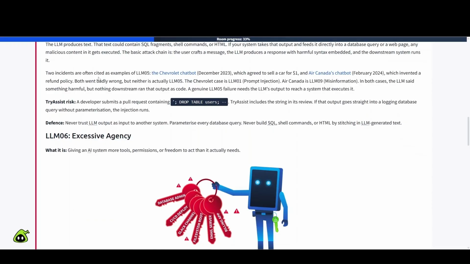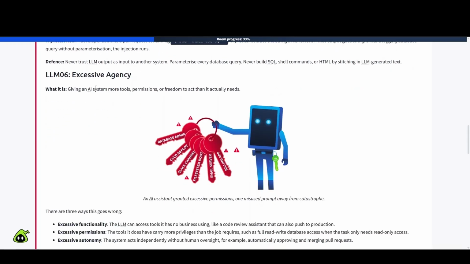Two incidents are often cited as examples of LLM05: the Chevrolet chatbot, December 2023, which agreed to sell a car for $1, and Air Canada's chatbot, February 2024, which invented a refund policy. Both went badly wrong, but neither is actually LLM05. The Chevrolet case is LLM01, prompt injection. Air Canada is LLM09, misinformation. In both cases, the LLM said something harmful, but nothing downstream ran that output as code. A genuine LLM05 failure needs the LLM's output to reach a system and execute it.